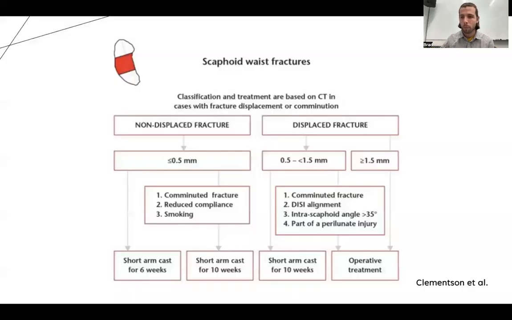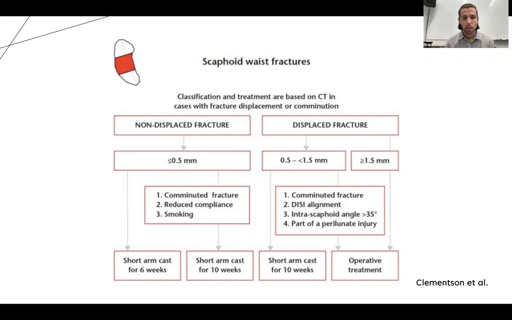Okay. And then there's a few slides coming up that are just treatment classifications based on the location of the fracture, whether or not the fracture is displaced, how much it's displaced, and some other complicating factors. So the three general locations of a scaphoid fracture could be the waist, which is the middle, the proximal pole, and the distal pole. So here's the algorithm for a fracture that might occur at the waist.